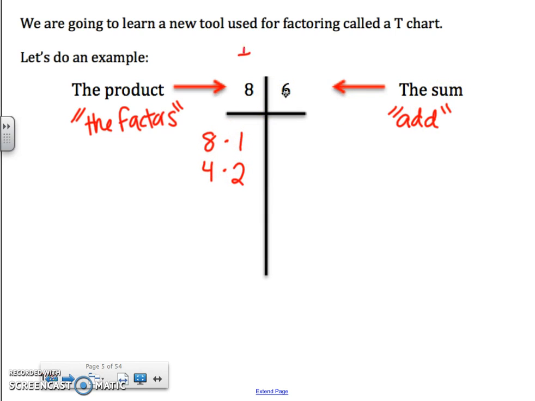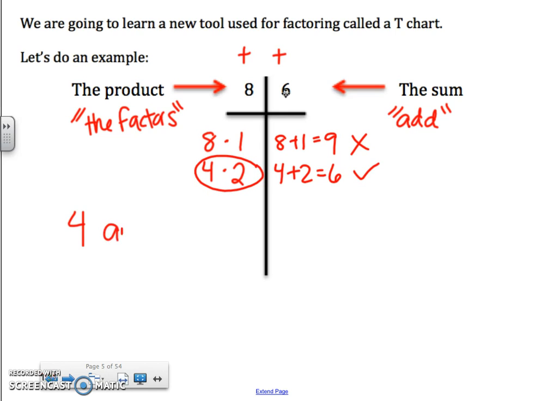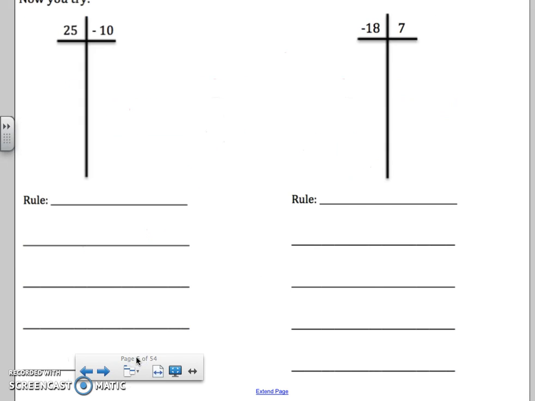So if this is a positive and a positive, it's probably the easiest of them all. You just see which ones add to get a 6. So I know 8 plus 1 is a 9, so that does not work. But I do know that 4 plus 2 is 6, so that works. So 4 and 2 are your answers. So you would just say 4 and 2, because those are the factors of 8 that add up to 6. Okay? So let's take a look at some other examples.